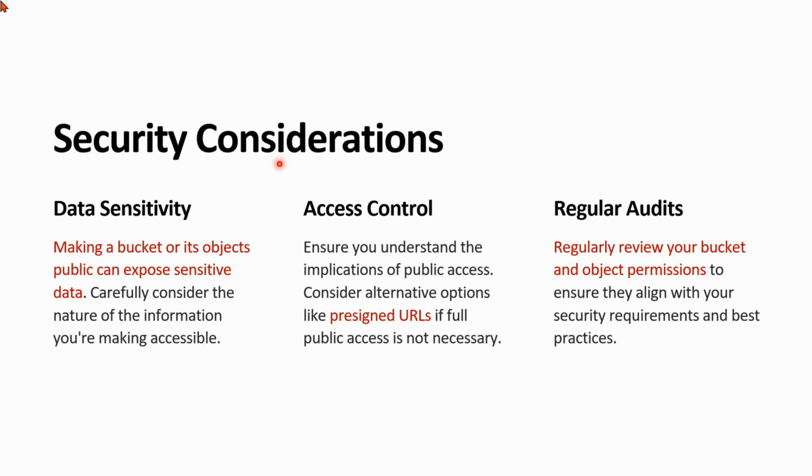Security considerations. First one is data sensitivity. Making a bucket or its objects public can expose sensitive data, so we have to carefully consider the nature of the information you are making accessible. Next one is access control. Ensure you understand the implications of public access, and you can consider alternative options like pre-signed URLs if full public access is not necessary. Next one is regular audits. Regularly review your buckets and objects permissions to ensure they are aligned with your security requirements and best practices.